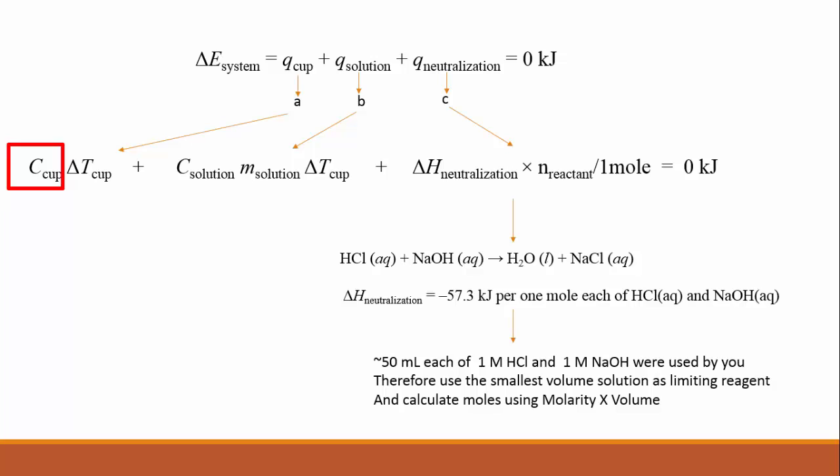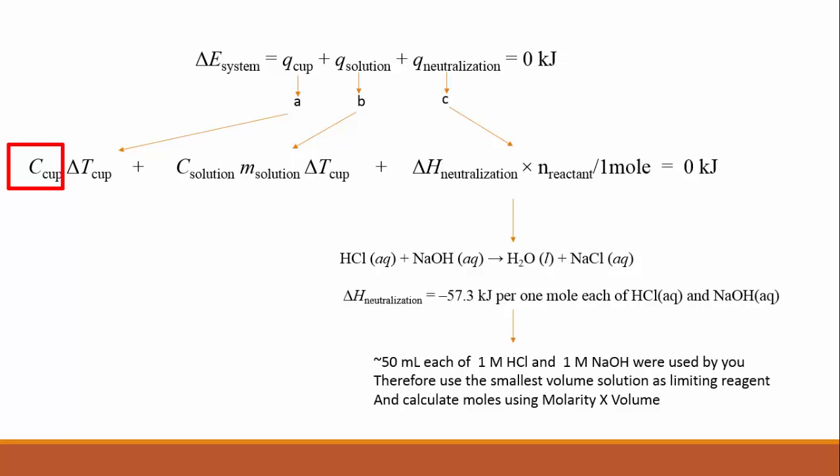The final term, which is the neutralization term over here, is going to be equal to the change in enthalpy of neutralization times the number of moles of limiting reactant divided by 1 mole. If we look down over here, we see that if we have 1 mole of HCl and we mix that with 1 mole of sodium hydroxide, the amount of heat that's going to be released is 57.3 kilojoules. And that's the heat released if you were to combine 1 mole of HCl and 1 mole of sodium hydroxide. Of course, you didn't add 1 mole of each of those.